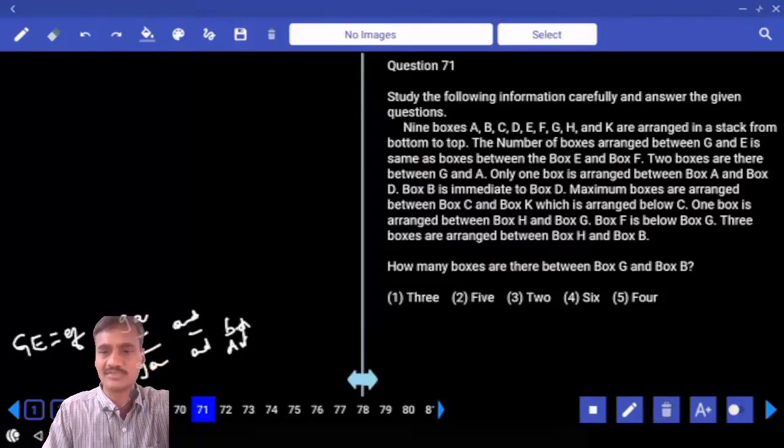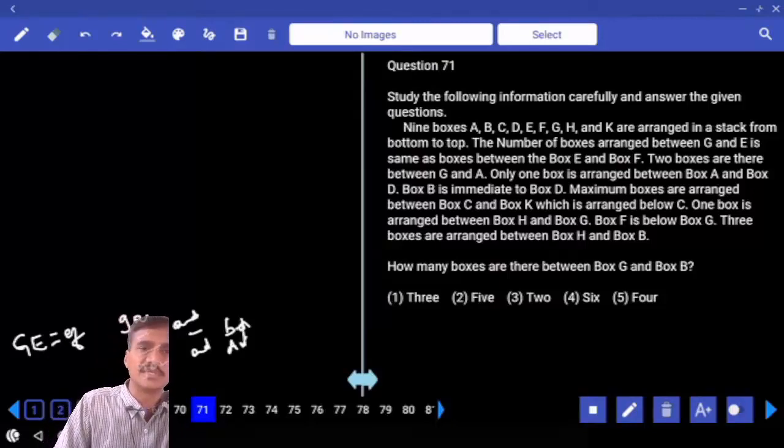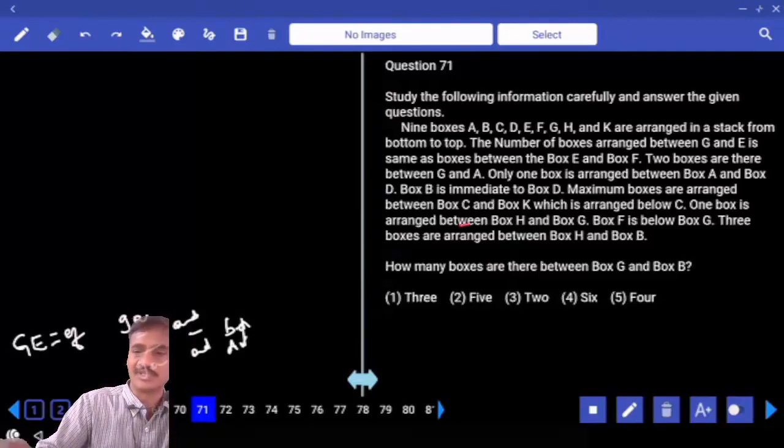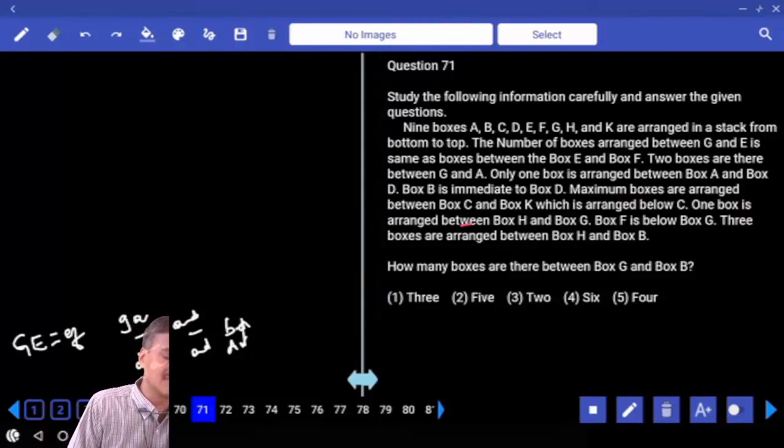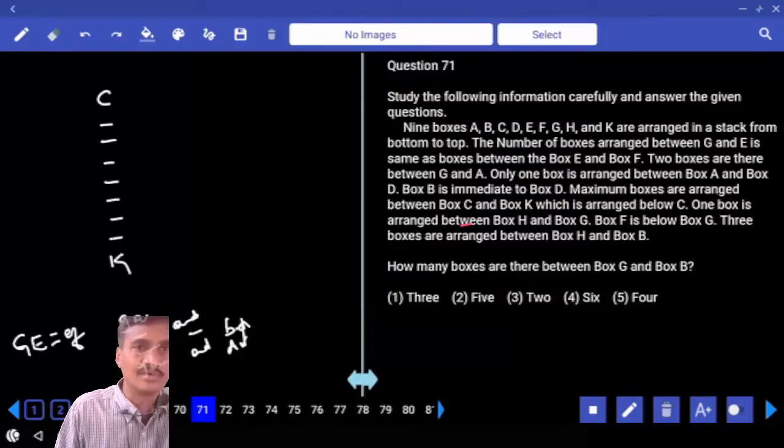And next one, maximum number of boxes are arranged between C and K, and K is below C. How many boxes should come? All the remaining boxes should come. So strictly speaking, maximum number of boxes between C and K means C is at the top, and 1, 2, 3, 4, 5, 6, 7, K must be at the bottom. C and K should be like this. And is it possible then?